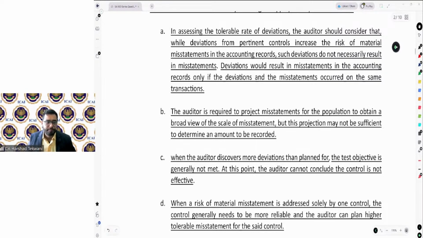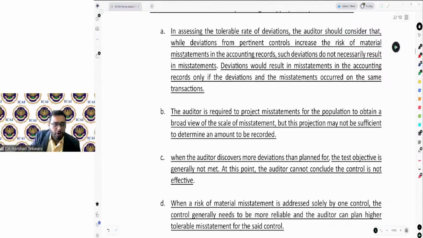Let's see the answers. So the first option was, in assessing tolerable rate of deviation, the auditor should consider that while deviations from the pertinent control increase the risk of material misstatement in the accounting records, such deviations do not necessarily result in misstatement.